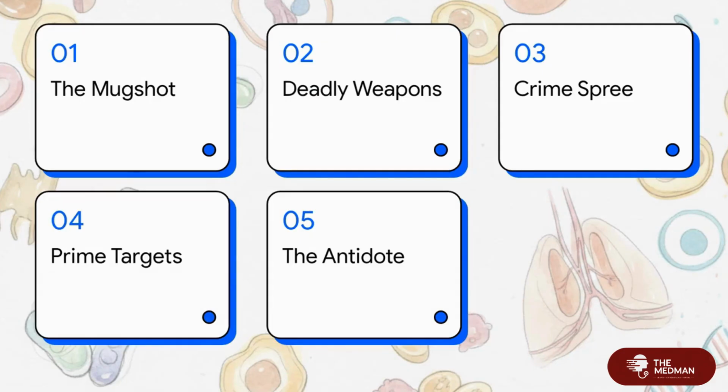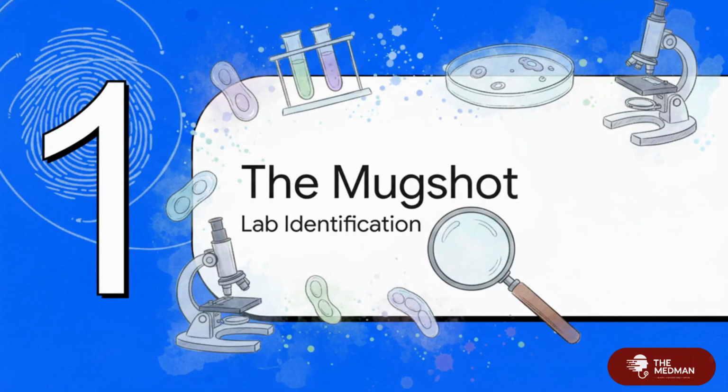Here's our game plan. First, we'll get its mugshot. Second, look at its deadly weapons. Third, track its crime spree. Fourth, identify its prime targets. And finally, we'll talk about the antidote. All right, Section 1, the mugshot.